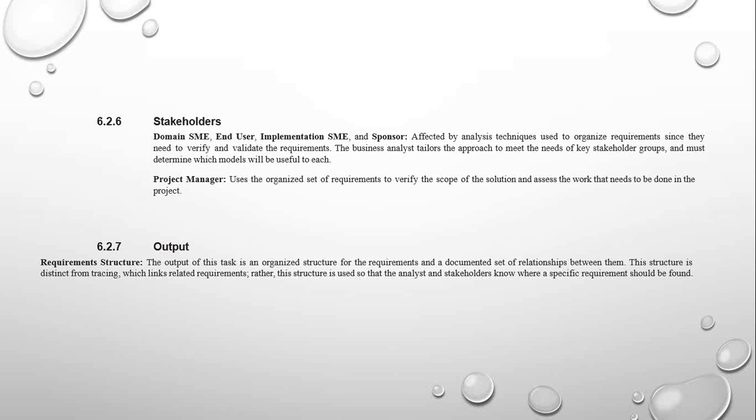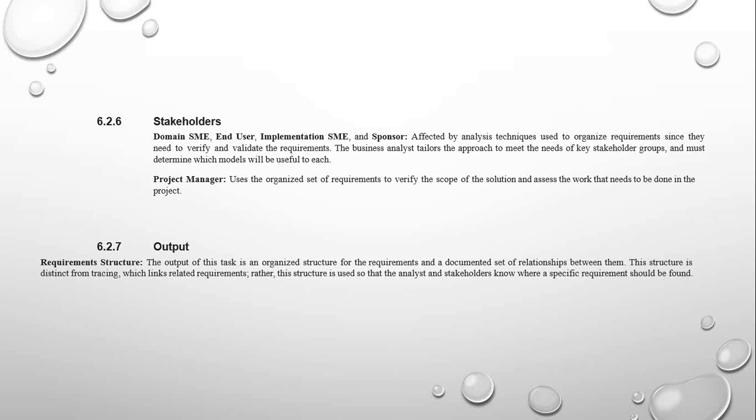Then we have the output. Your output is a structured requirement. That's what we have got: how the requirements are going to be organized. The output of this task is an organized structure for the requirements and a documented set of relationships between them. This structure is distinct from tracing, which links related requirements. Rather, the structure is used so that the analyst and the stakeholder know where a specific requirement should be found.